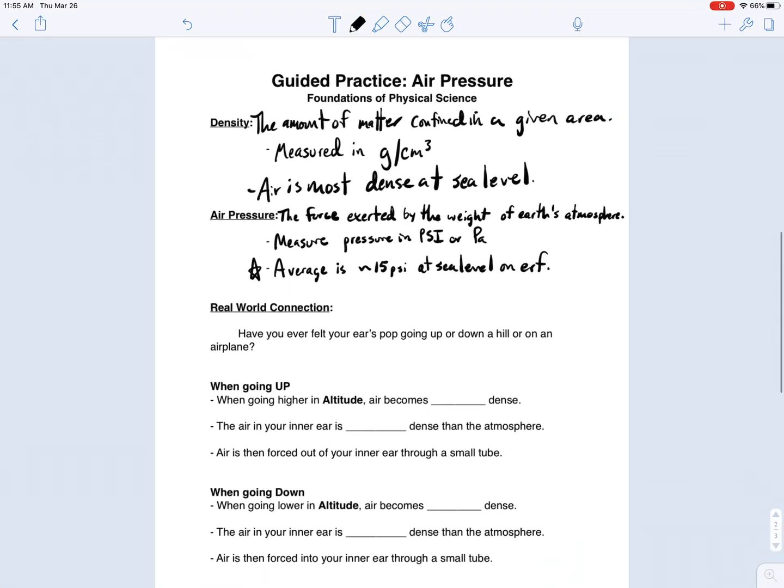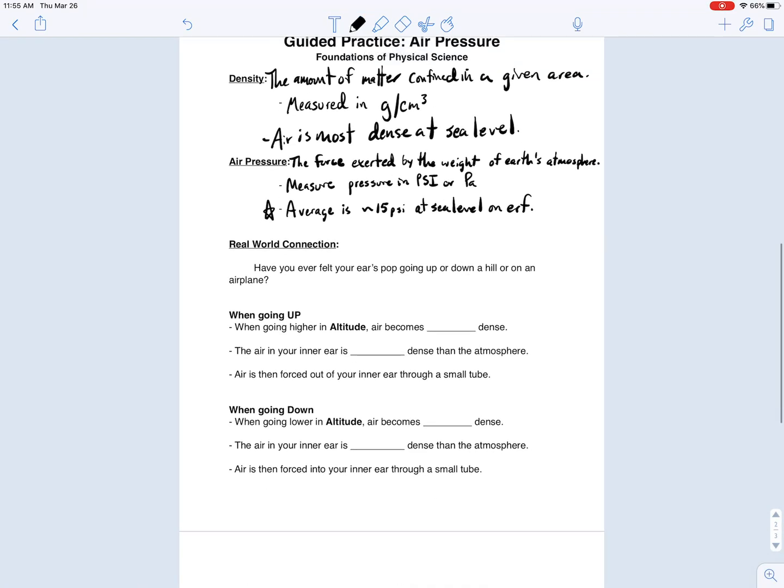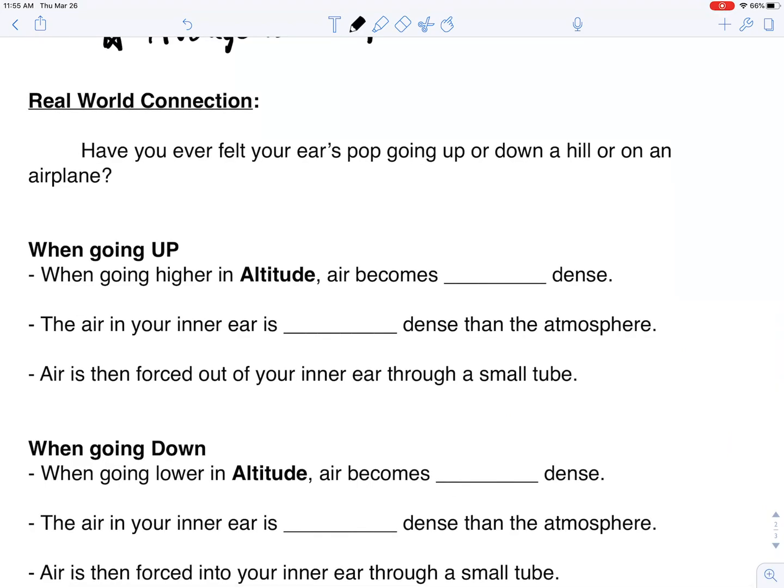So let's think about this. Let's apply our understanding of air pressure and how it's related to altitude, and let's think about what's going to happen. We'll fill in these blanks together. So if I'm going up a mountain, I'm driving uphill. If you've ever driven up and gained altitude, you're driving way up a mountain. As you go higher in altitude, the air actually becomes less dense. There's less air above your head. There's less air pressure on you.